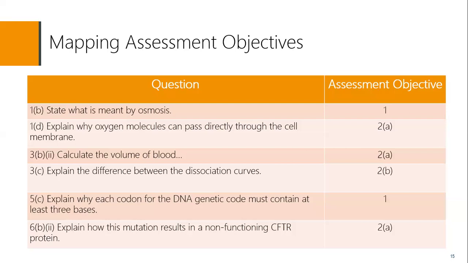You've got 2 explain questions there. One is direct from the specification, so it's AO1. The other one is applying knowledge, so it's 2A. And then the final one, explain how this mutation results in a non-functioning CFTR protein. They've been given information about a mutation. They need to apply different specification points to provide an answer to this question. So the correct assessment objective is 2A.